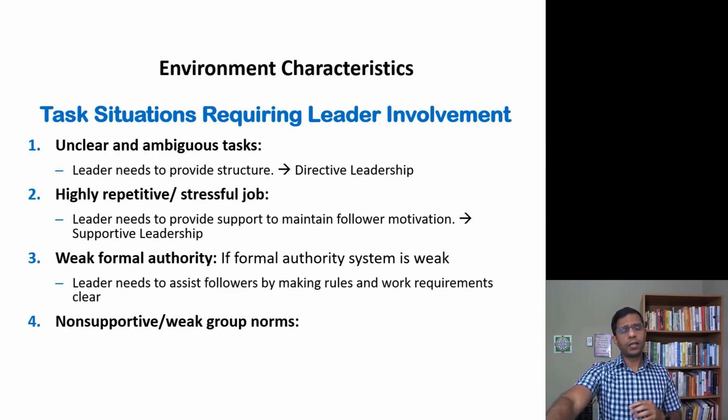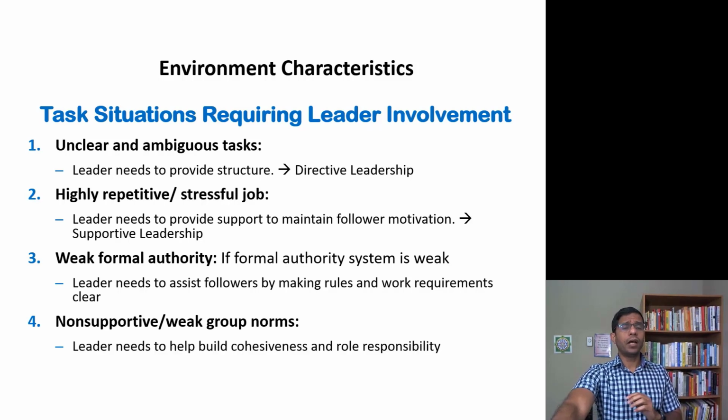Sometimes the organization that you're working in may be having weak formal authority. So your job then becomes setting rules, work requirements, everything, making things clear. So, engaging in directive kinds of leadership.